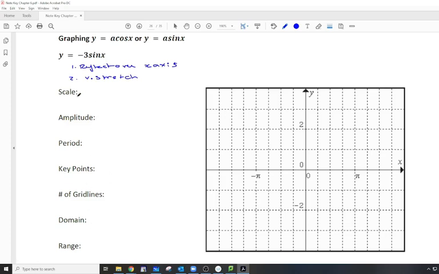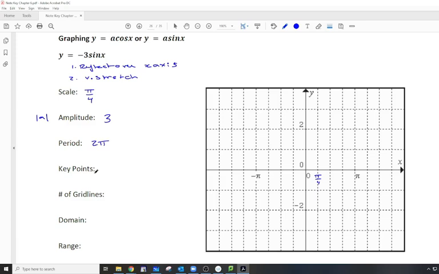So the first question is scale. I just want to know, can you look at a grid and determine what the scale is? So it's going to take 4 grid lines to get to pi, which makes the scale, so each individual grid line, worth pi by 4. So my scale is pi by 4. The amplitude is going to be the absolute value of a, so the amplitude of this graph is going to be 3. The period isn't affected, so it's going to be just 2 pi.